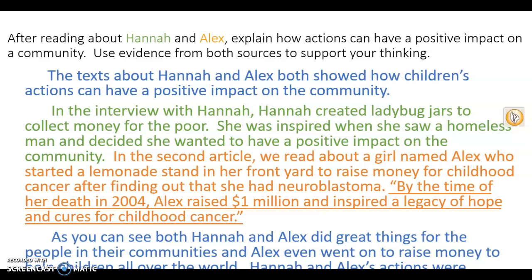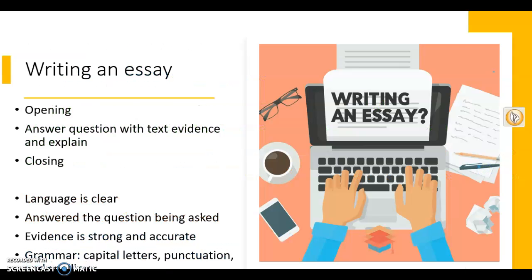All right, readers, it is going to be your turn to think about the articles you read this week, and you are going to write your own essay, making sure that you include an opening, you answer the question with evidence, and you explain your thinking, a closing, and then before you submit, we're going to ask you to go back and reread it quietly to yourself. Make sure that your language is clear and that it's easy to understand, that you actually answer the question being asked, you've used strong evidence, and finally you've checked for capital letters, punctuation, and spelling. Off you go, readers.